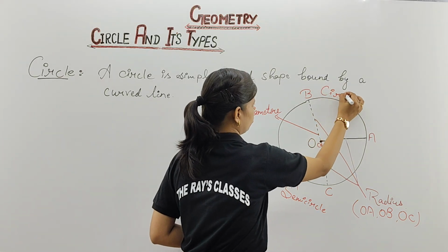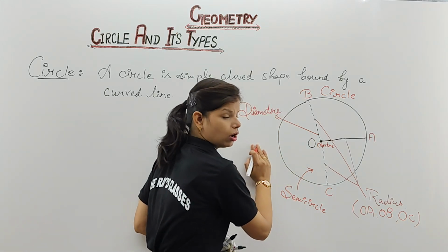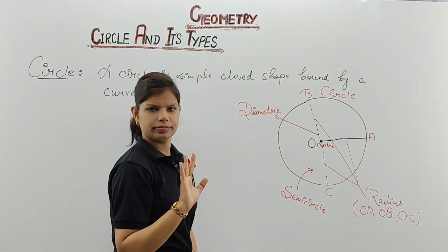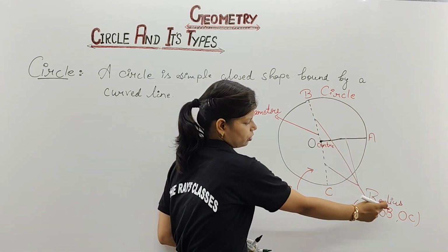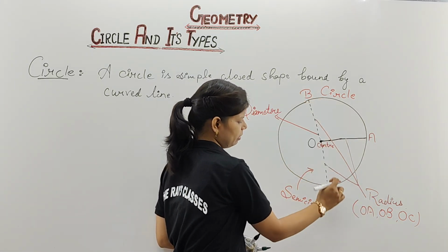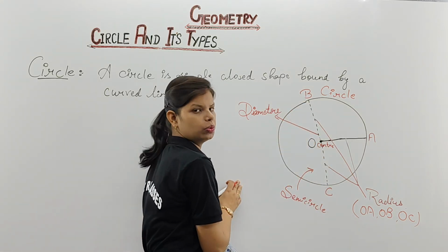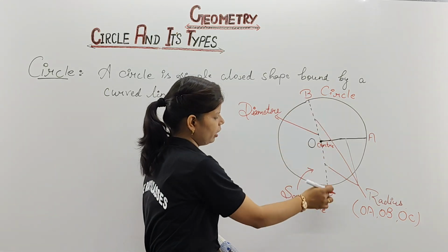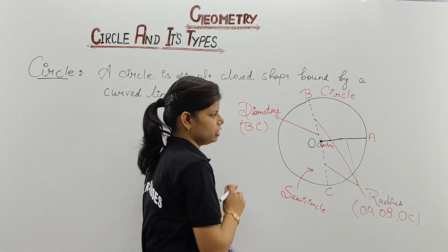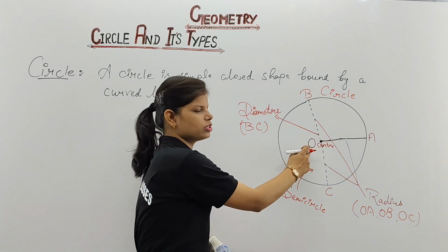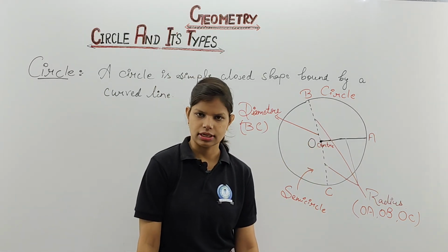The whole comprises both. Half, from here to this side, is your semicircle. Clear? And this OA, OB and OC is your radius, and your diameter is what? This long line BC, which divides the circle, starting from one end to another. That will be BC. It is the diameter. And point O is called the center of the circle.